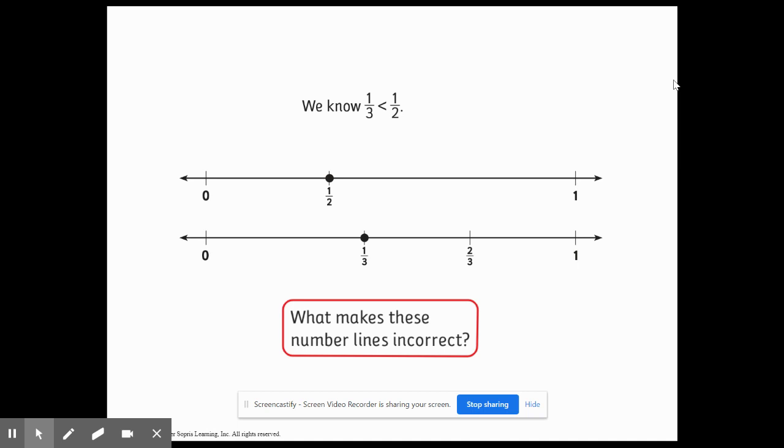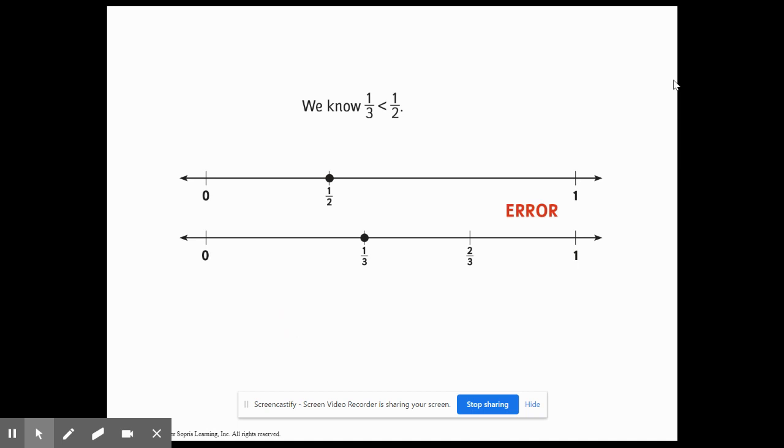Let's look at another way fractions could be compared incorrectly using number lines. Here are number lines for 1/3 and 1/2. What makes these number lines incorrect? Look at the way the number line is partitioned. The segments are not fair shares. The segments on the number line for 1/2 are not fair shares because they are not the same length. The same is true for a segment in the number line for 1/3. That's why 1/2 looks closer to 0 than 1/3.